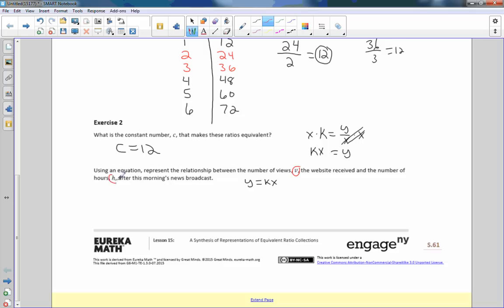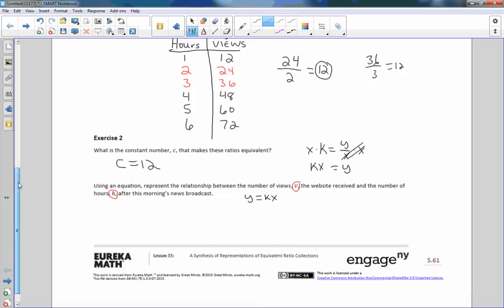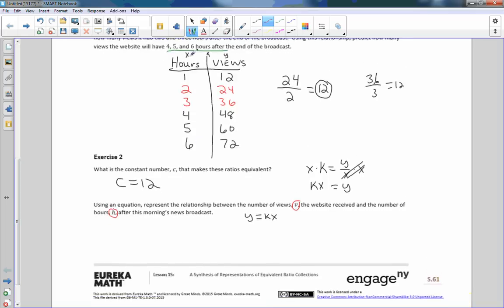and the number of hours h. There are no y's and x's, so we're going to substitute in. So I had little x's and y's up here to represent which is which, and our y is our views, so my y is going to become v. My k, in this case, is my c, so that is 12.